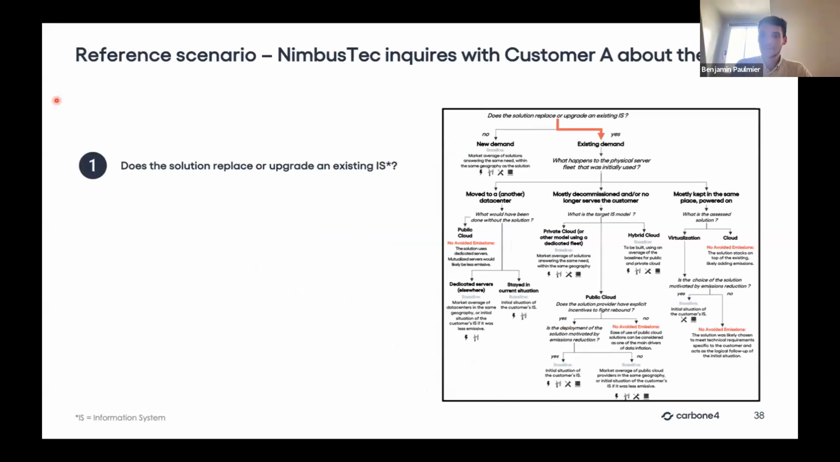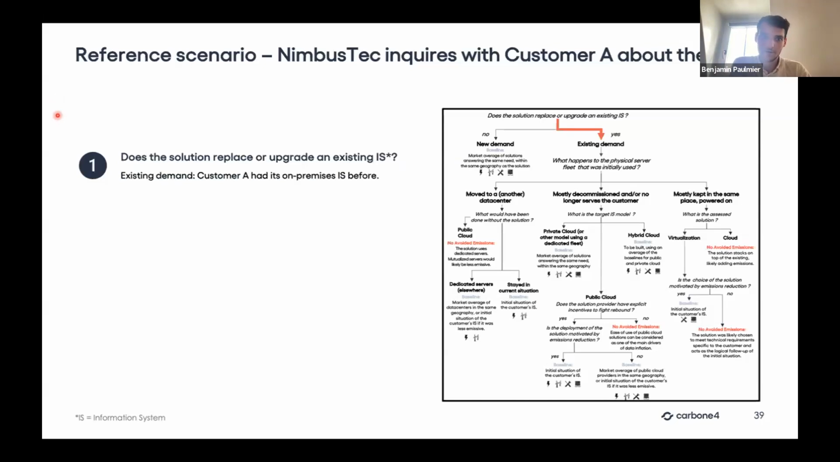So first thing we need to ask ourselves, Nimbus Tech is very specific. They led a survey. They inquired with customer A specifically about their need. They're going to ask them, is the solution a new demand or an existing demand? Does it replace or upgrade an existing information system? So in our case, customer A did have its on-premises servers before. So we're going to follow the red arrow on the right.